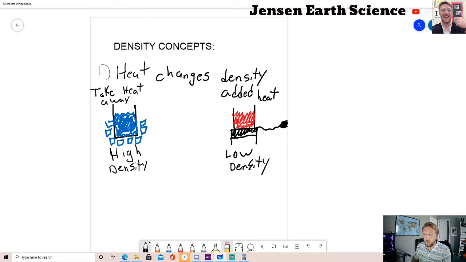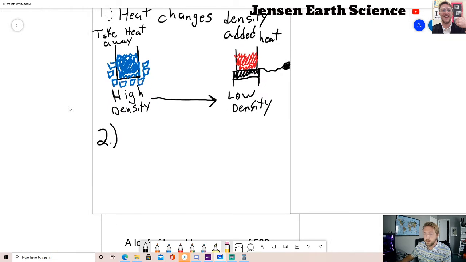So in general, as you go from something cold with a high density and you add heat to it, it will lower its density. So heat changes density because if you add heat to something, the density will get lower. So because our red water had a low density, it was able to sit on top of the high density water.